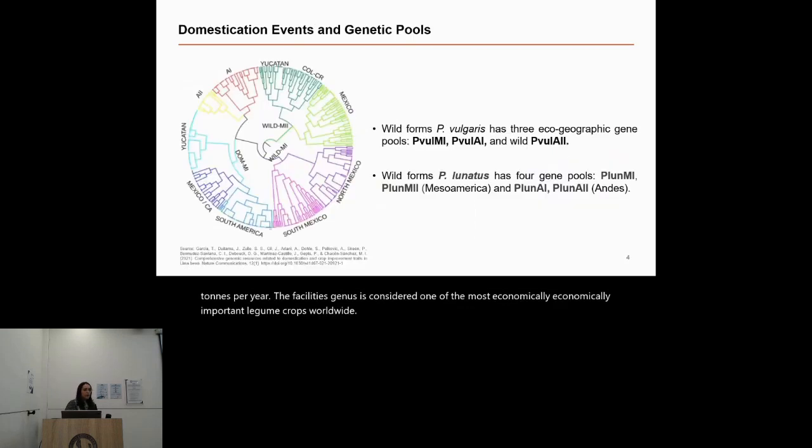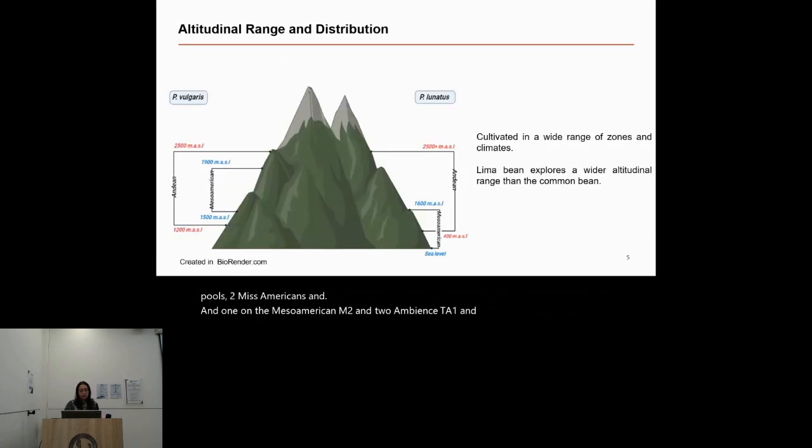Now, within these two groups, we can find domestication events and gene pools. The wild forms of Phaseolus vulgaris have three ecogeographic gene pools: the Mesoamerican M1, the Andean A1, and a third gene pool, a wild Andean, the A2. On the other hand, the wild forms of Phaseolus lunatus are structured into four main gene pools: two Mesoamericans, M1 and M2, and two Andeans, the A1 and the A2.